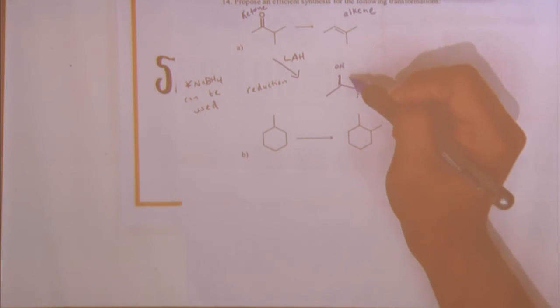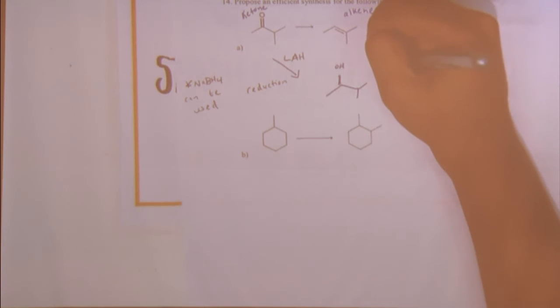So this will give us our alcohol. And we don't finish it off with H2O because we want to get to that alkene. And to get to an alkene, through dehydration, we need acidic conditions. So we want to dehydrate this alcohol now to get to the alkene.